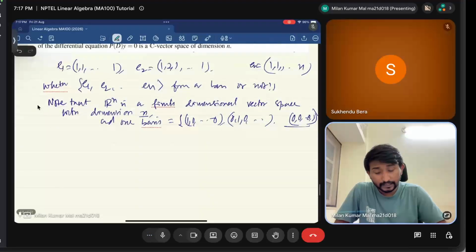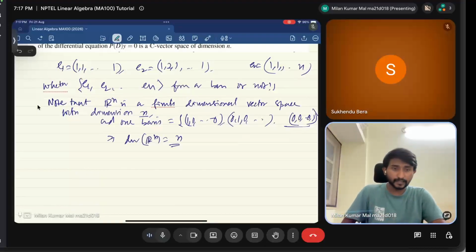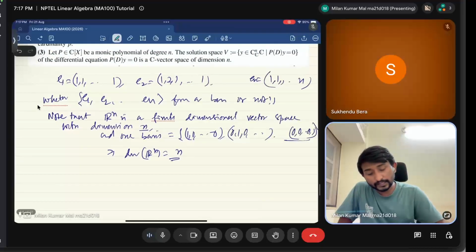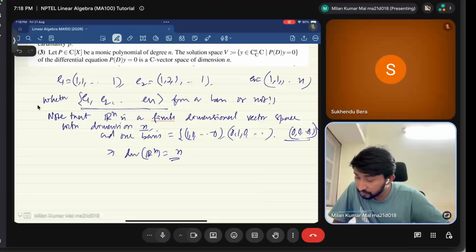This is the basis in R to the power n, and so the dimension of R to the power n is equal to n. Now, as I have said, any basis can have n linearly independent elements of the vector space V, because the dimension is fixed. Dimension cannot be changed. So any basis will have only a finite number n of elements. So to show whether this forms a basis or not, if I can prove only that this is linearly independent, then we are done.